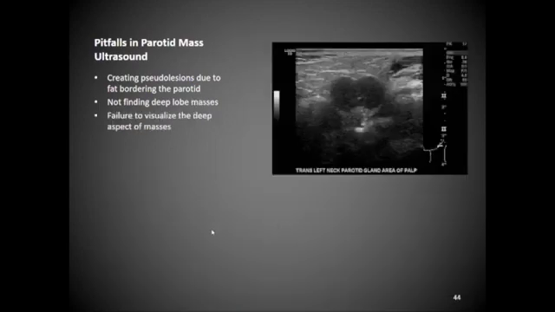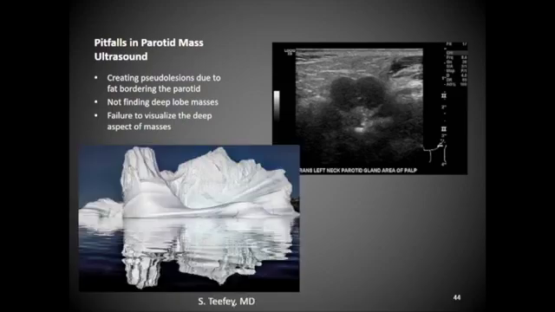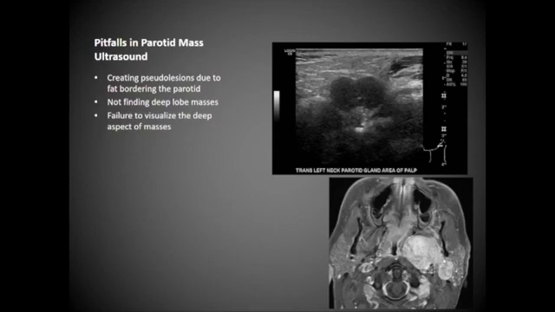The last thing is failure to visualize the deep aspect of a deep mass. So this looks like a circumscribed, lobulated, solid hypoechoic mass, not specific, but good for a pleomorphic adenoma. And it looks like you're seeing the whole thing. I want to thank Dr. Tifi for this amazingly beautiful image of an iceberg. And here, you're not seeing the whole thing. Well, let's look at this on MR. This is what we saw with ultrasound. This is just a little extra bit of it that might affect patient management.